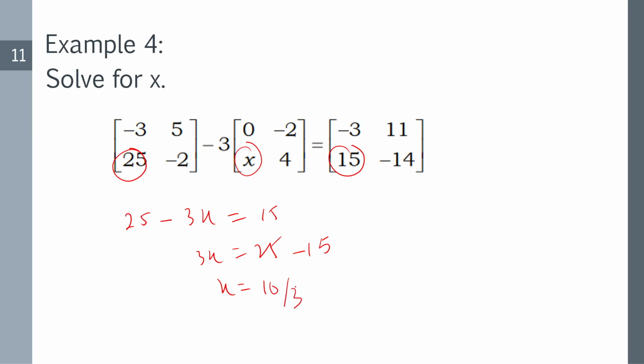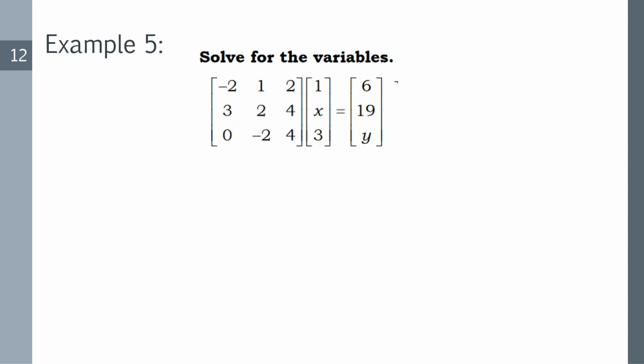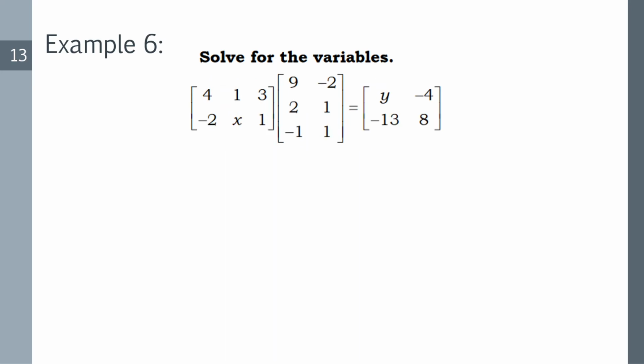Okay, so this is how we want to get our answer for the X, for the shorter way. But if you want to expand everything, you also can. Okay, so this one is also the same. For the variables X and Y, you just multiply and then you do the comparison. And so do this question.